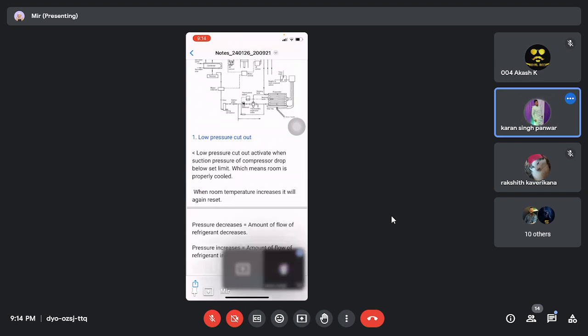Hello. What is the function of the oil differential cutout? So I will come to that.